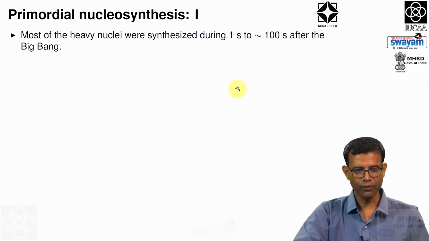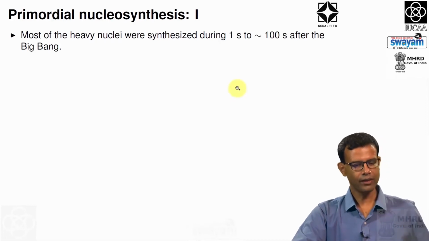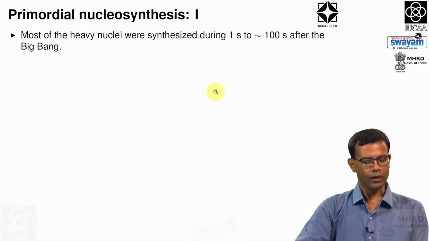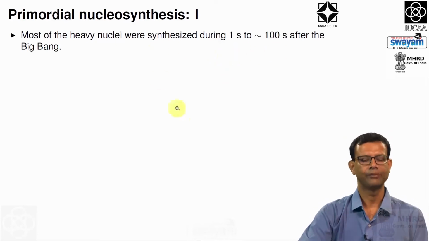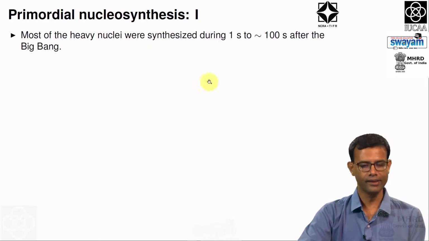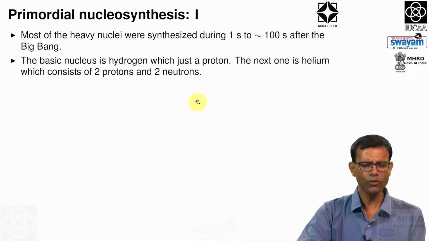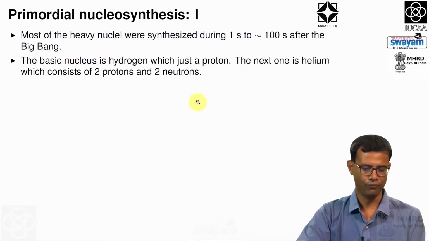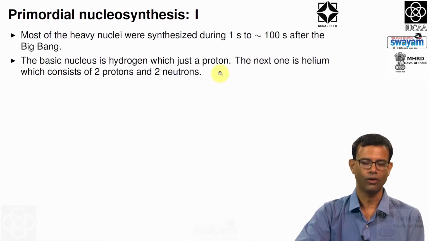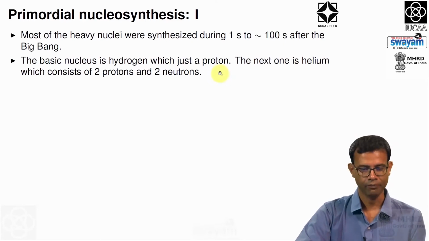The next thing I wanted to discuss is primordial nucleosynthesis. As I said, most of the nuclei were synthesized during like a second to 100 seconds after the Big Bang. 3 minutes is a good number to keep in mind. The basic nucleus is hydrogen, which is just a proton. That is the moment the quarks and gluons formed protons, I mean we had hydrogen nuclei all over. Okay. Atoms will come later, by the way.